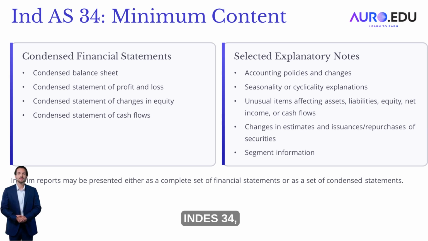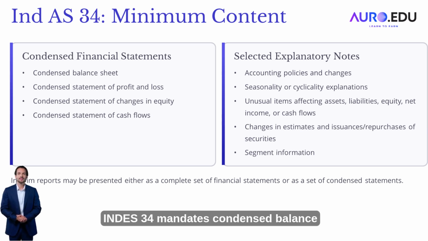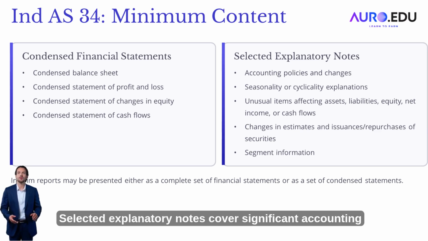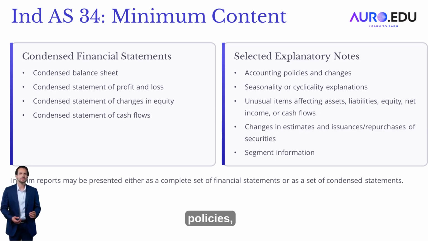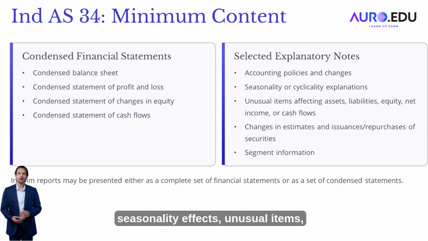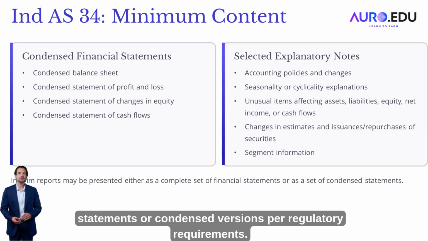Slide 12. IND AS 34. Minimum Content. IND AS 34 mandates condensed balance sheets, profit and loss statements, cash flows, and equity changes. Selected explanatory notes cover significant accounting policies, seasonality effects, unusual items, changes in estimates, and segment information. Entities may present interim reports as full statements or condensed versions per regulatory requirements.